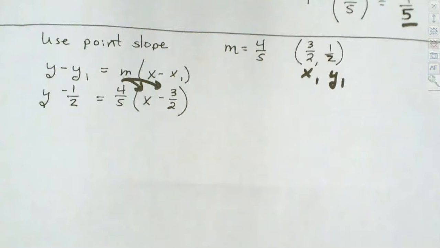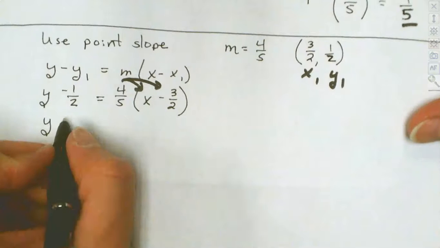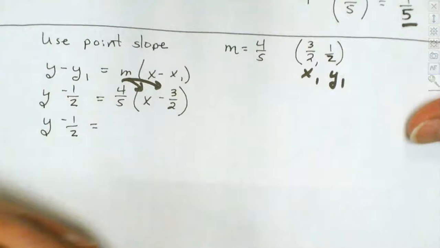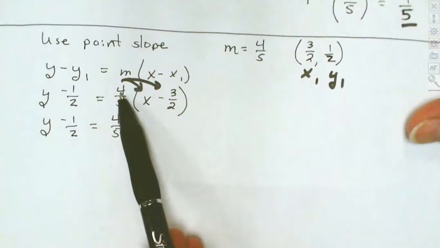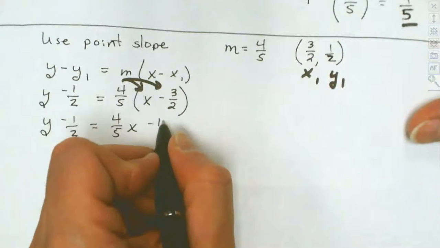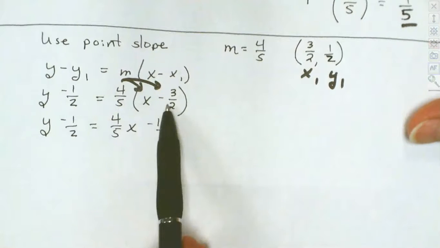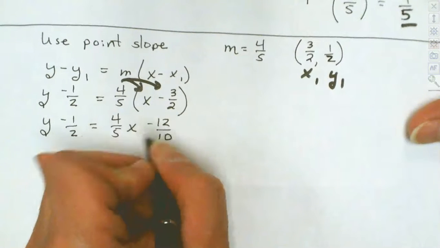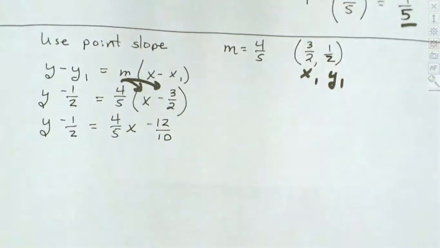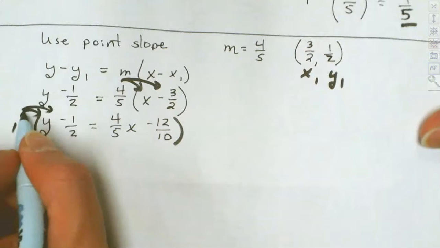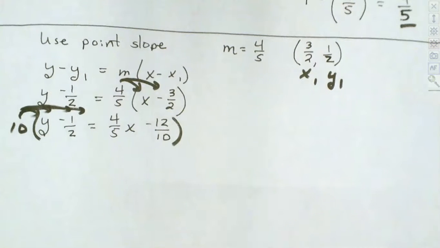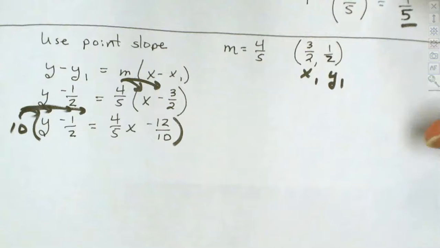Now we're going to go ahead and distribute that 4/5 through. So that's y minus 1/2 equals now 4/5 x. Multiply across. So 4 times a negative 3, that's a minus 12. And 4 times 2, that makes it a 10. We want this in standard form. So we're going to multiply everything by a 10 to get rid of the fractions here. That'll clear out all of our fractions. So multiply it all by 10.